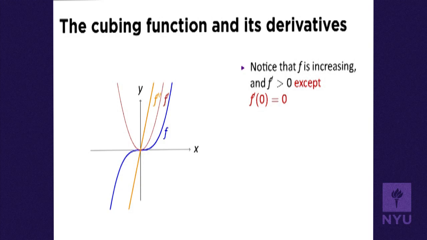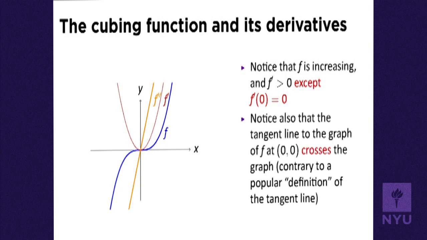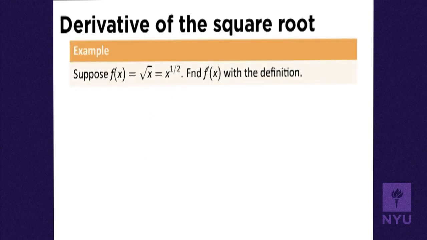This function is increasing, so its derivative is positive. What's not entirely obvious is that this function kind of looks like the squaring function, and its derivative looks like a line. Okay. So, is it all as easy as that?